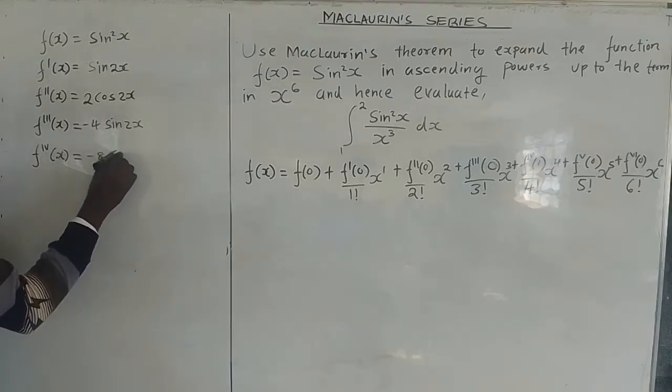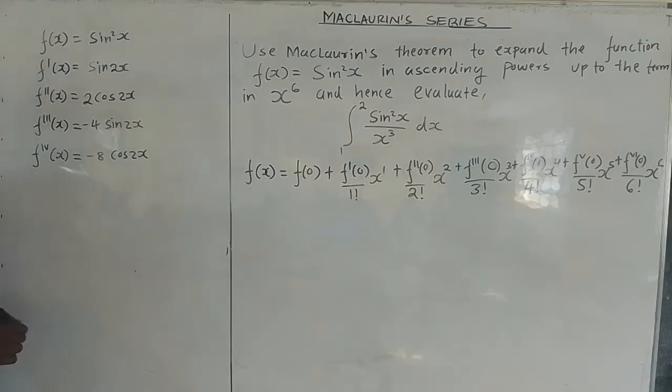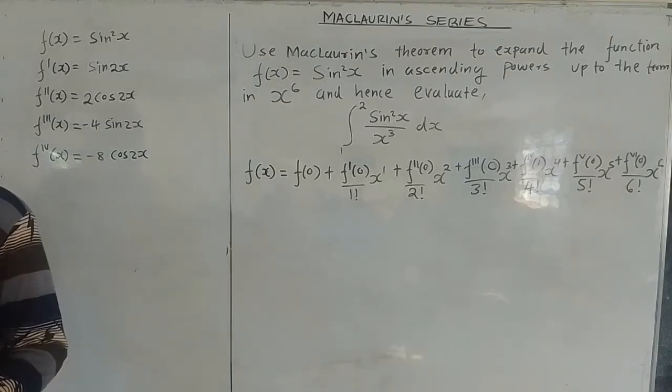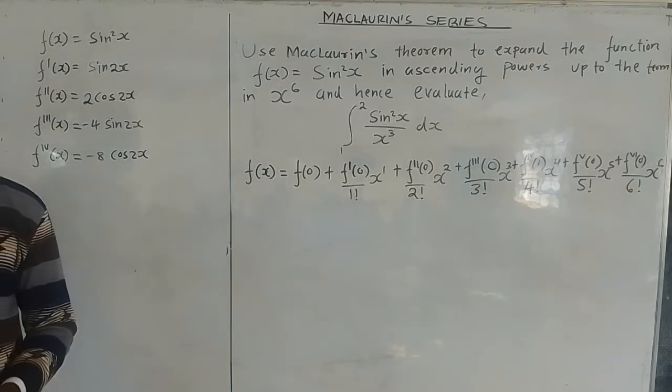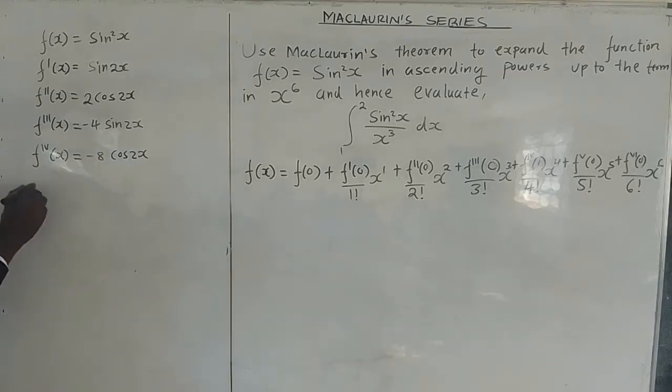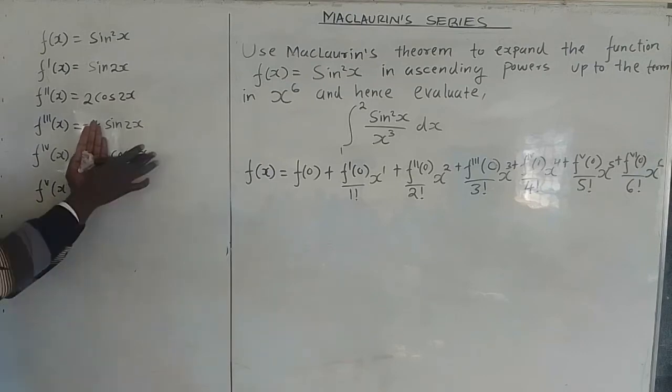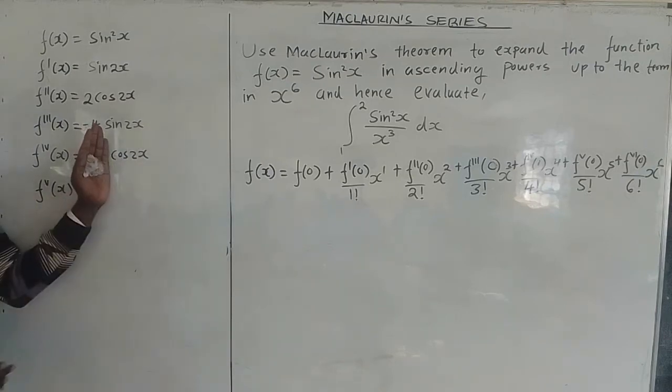Negative 8 cos 2x. Are you seeing how this series is easy to work with? Because when you are differentiating something, sometimes you find that you've done it before. Then you just put that value you got before. You move to the next one. The fifth derivative of x, negative 8 is a constant. When I differentiate cos 2x, what do I get?